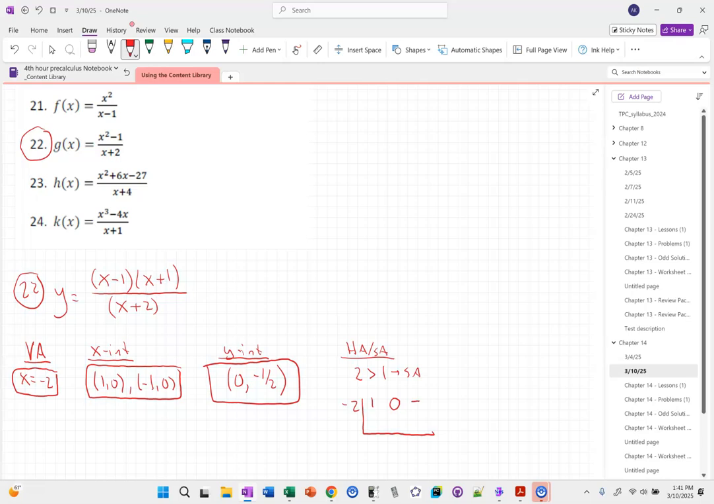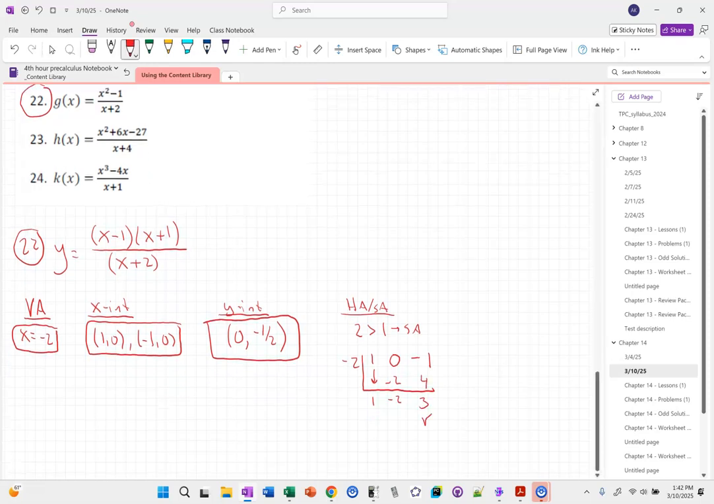Now, there's one thing I need to be careful about when I set up this synthetic division, though. You've got to remember that 0 between the x squared and the negative 1, right? Because we have no x term there. So I'll just kind of bang through that. So I'm under remainder constant x. So that's our quotient. So I have a slant asymptote at y equals x minus 2.